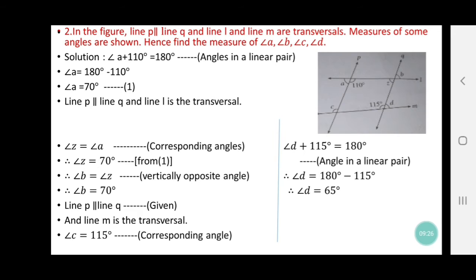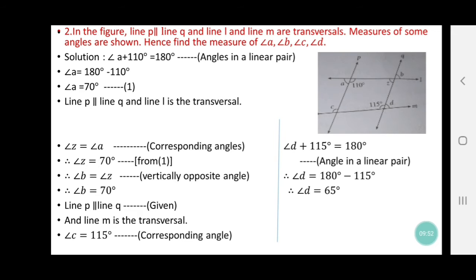So here the very first one now. Now we will start with angle A. Now angle A is connected with 110. Yeah. They are forming linear pair. So I can get angle A. So what will be angle A plus 110? It will be equal to 180 degrees. Angles in linear pair over here. Okay. So what will be angle A? It will be equal to 180 minus 110. So angle A will be equal to 70 degrees.